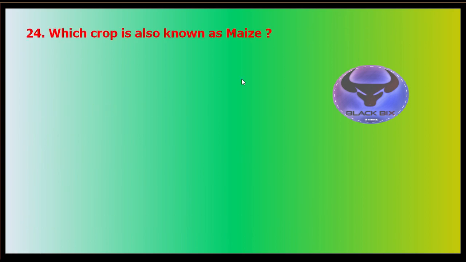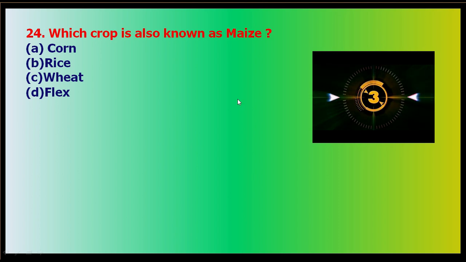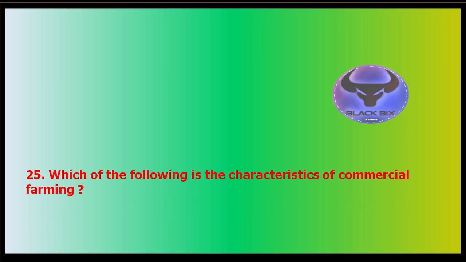This is second last question. Which crop is also known as maize? Your options are corn, rice, wheat, or the flax seeds. And your time starts now. So the correct answer is maize means corn, right? Corn is also known as maize, and rice is also known as paddy. Right, so anywhere you see paddy, then it means rice, and maize means corn. Now let's see what is the last question, question number 25.